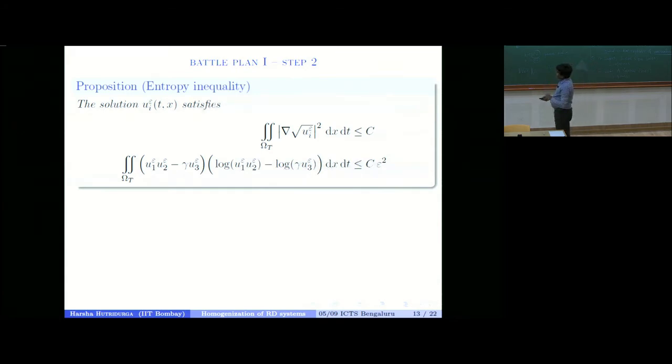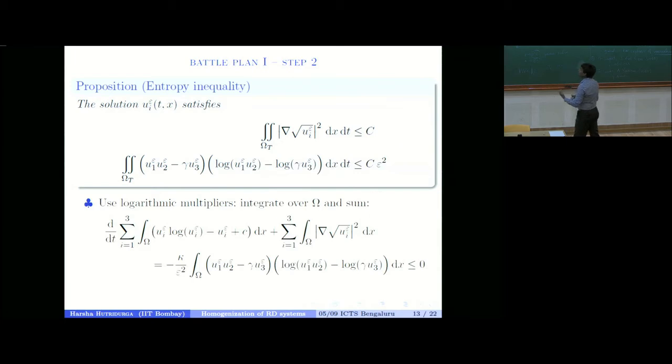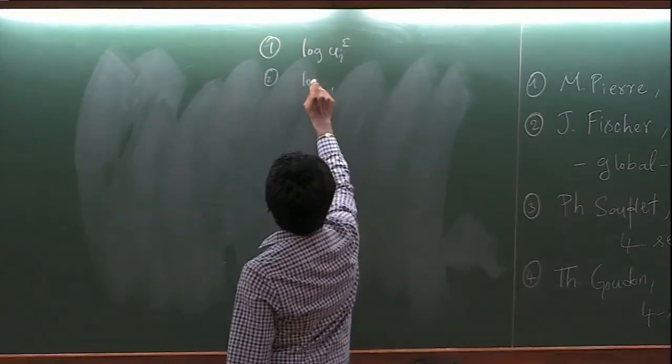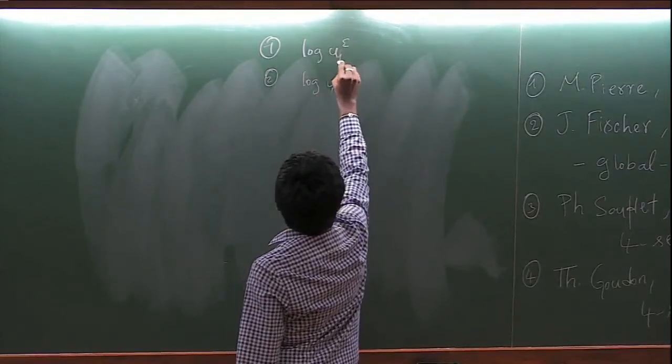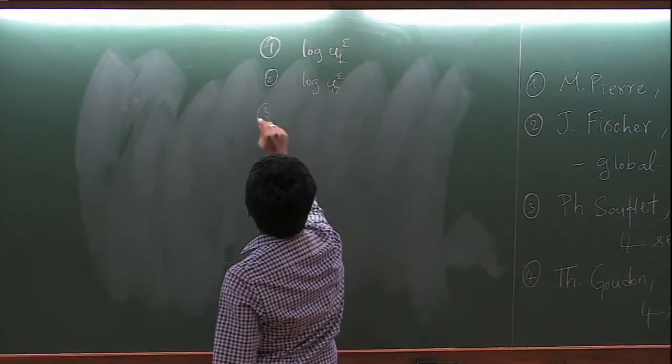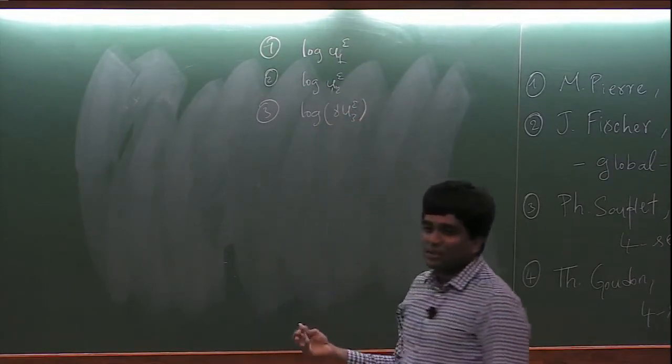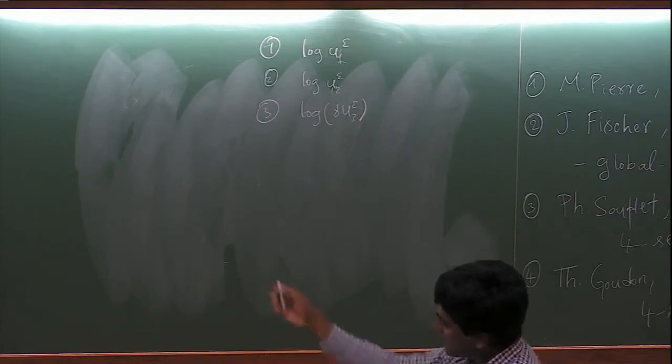So how do you prove this result? This is by multiplying each of the equations by the logarithm of the u_i's. This step I showed when I showed the entropy dissipation structure for the ODE. So you take the first equation and multiply by the logarithm of u_1 epsilon, the second equation by the logarithm of u_2 epsilon, and the third equation by the logarithm of gamma u_3 epsilon. And you just integrate, and you get this.